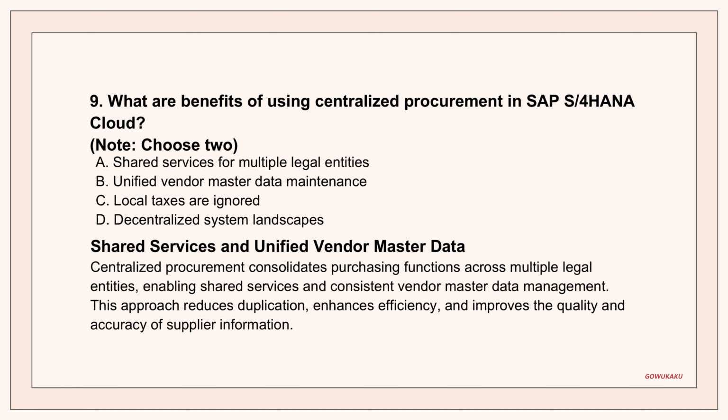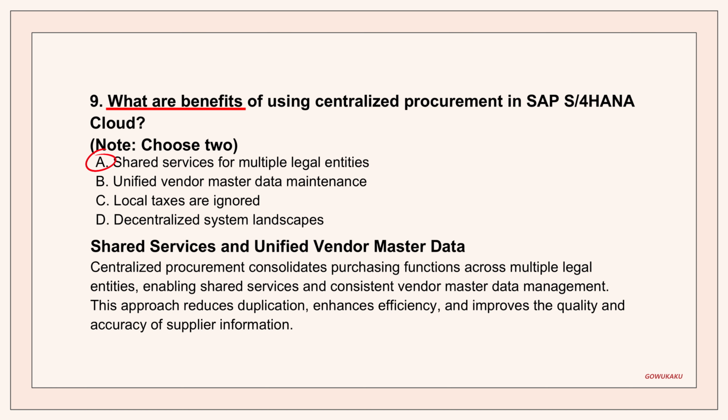Got it. Okay, let's switch gears now to procurement. Centralization comes up in the source. What are the benefits highlighted there? The source points to some significant advantages of centralized procurement in S4 Cloud. One big one is enabling shared services. You mean like having one central buying team handle purchases for multiple company codes? Exactly that. Instead of each entity having its own procurement folks, you consolidate. That reduces redundant effort, saves costs, improves efficiency. Standard stuff for shared services, really.